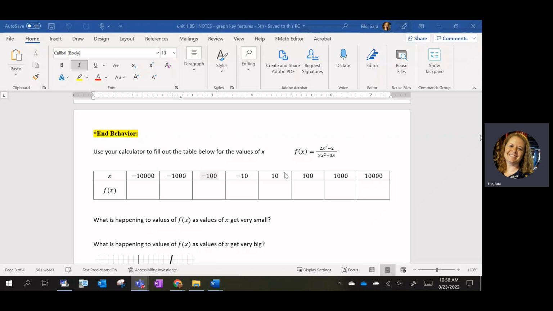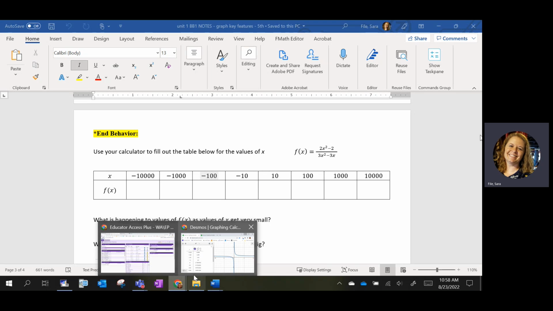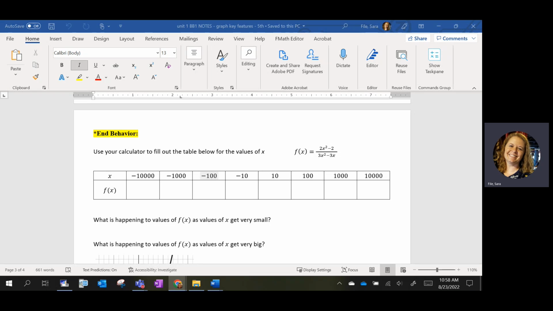Notes on key features of graphs. So we're going to be looking at end behavior. To save us a little time and everybody individually putting this in to fill in this table, I've gone ahead and done that in Desmos.